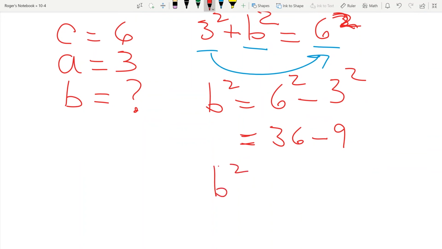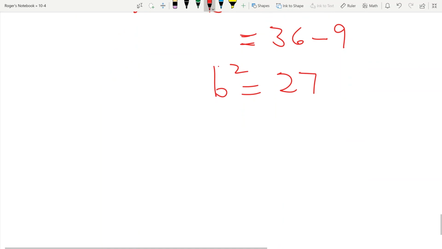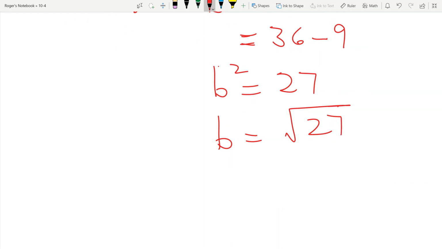Okay. b squared is equal to 27. Now we're ready to take the square root. So we take the square root of the left and the square root of the right. So b is equal to the square root of 27. Uh-oh. Did you just think plus or minus? Did you just think plus or minus the square root of 27? I hope you did, because that would be the standard approach. We would say plus or minus the square root of 27.